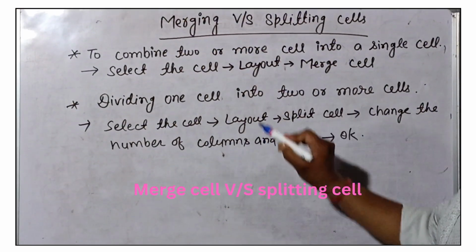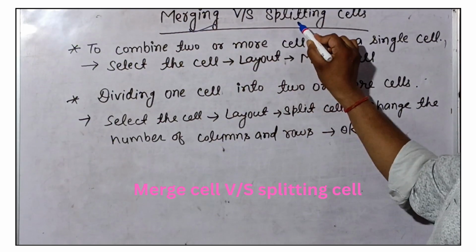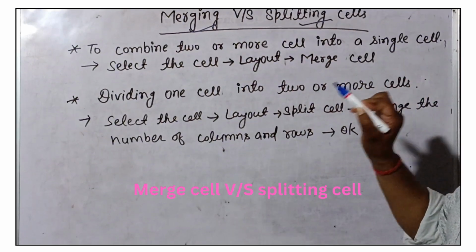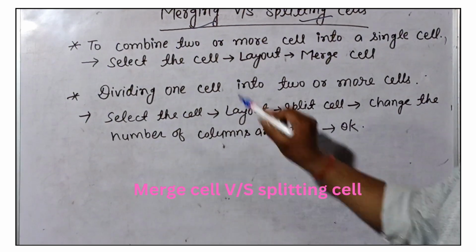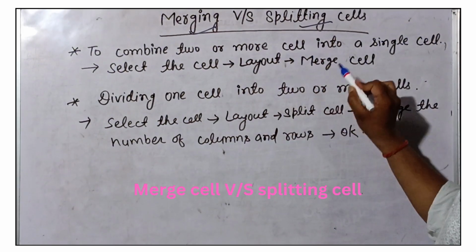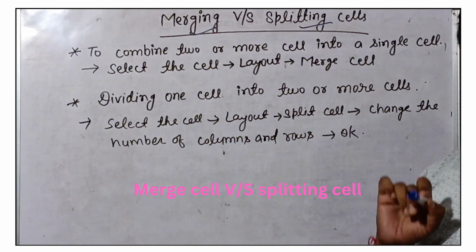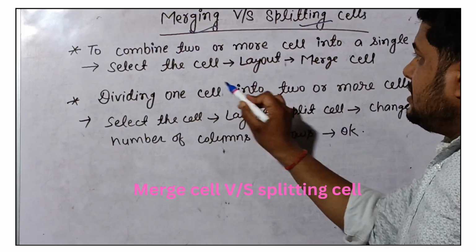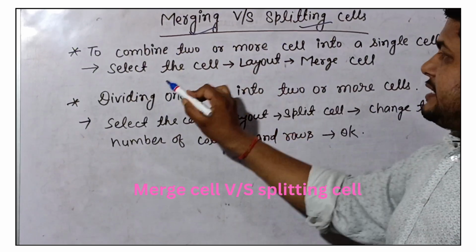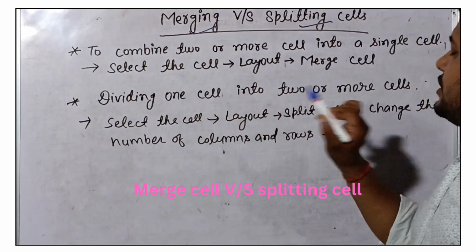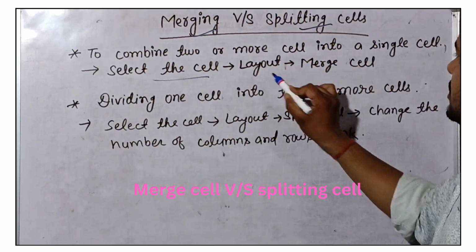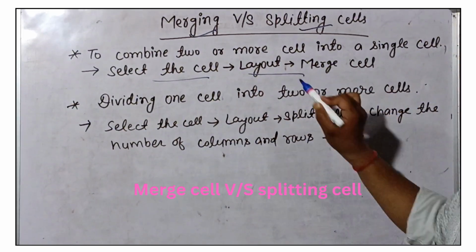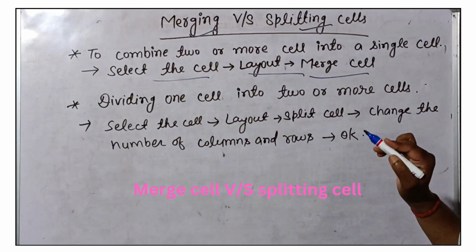Here we are going to learn about merging versus splitting cells. First of all, we are understanding what is merge and what is splitting. Combining two or more cells into a single cell is known as merging cells. And the step to apply merging in Word 2016 is: select the cells which you want to merge, go to the layout and click on merge cells.